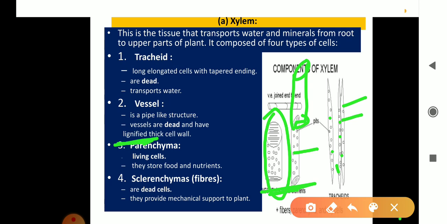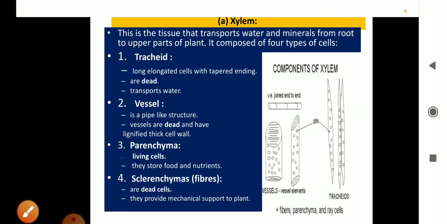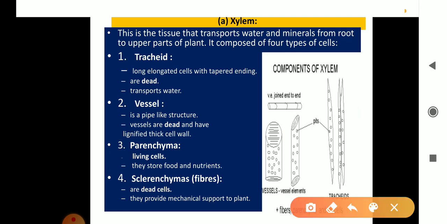Next is parenchyma. Parenchyma cells are the living cells. They store the food and nutrient for this whole xylem tissue. Next is sclerenchyma fibers. Sclerenchyma fibers are the dead fibers and they provide the mechanical strength. Is it okay? Once again revise it. First part of the xylem is tracheid, second is vessel, third is parenchyma, fourth is sclerenchyma fiber.